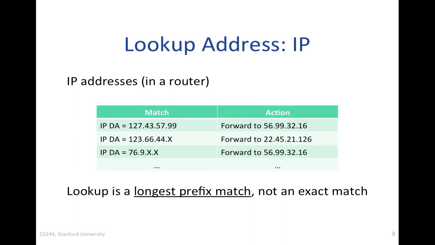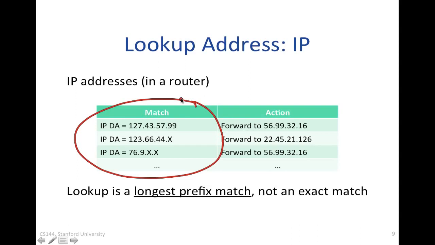So IP addresses are a bit more complicated. For IP addresses, we don't just look up on an exact match, we look up on what's called a longest prefix match. We'll learn about why that is later when we learn about IP addresses, but suffice to know right now, we're performing a longest prefix match rather than an exact match. So just as before, we've got some matches here of some IP prefixes, and I'll tell you what those are in a moment. And then this is the action that we would perform.